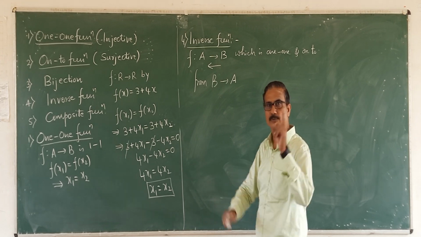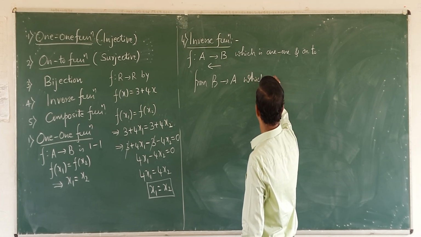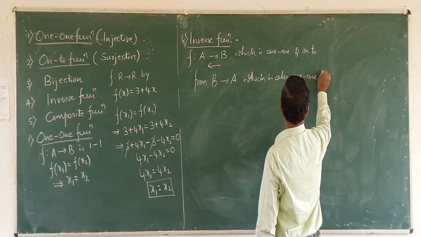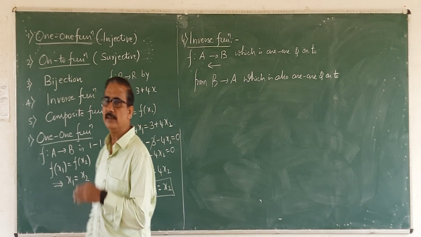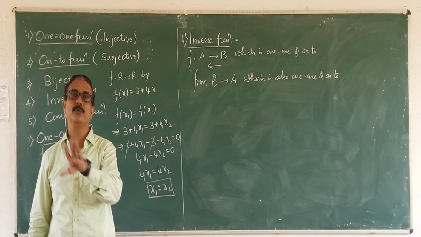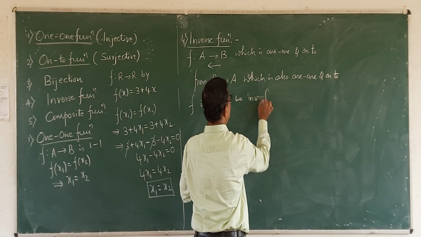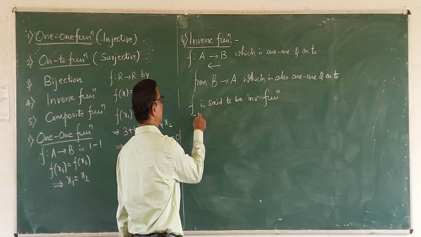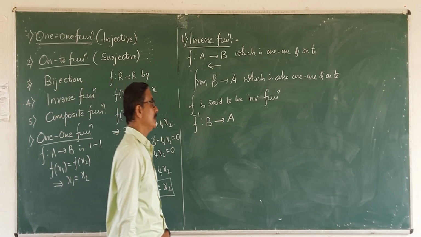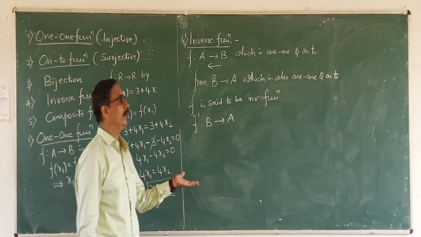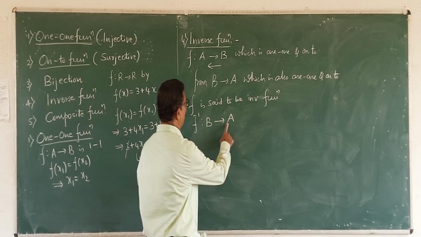Now first, taking from left to right it is one-one and onto. Taking from right to left, in reverse, the function from B to A is also one-one and onto. Remember, since f is a function from A to B which is one-one and onto, then the function from B to A is again one-one and onto, then the function f is said to be an inverse function, which is written as f inverse from B to A.